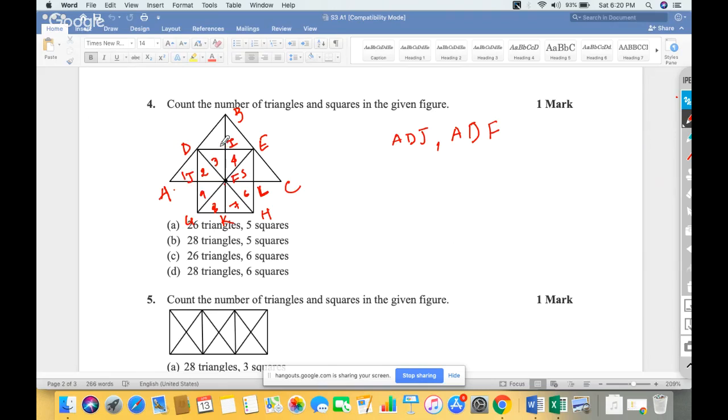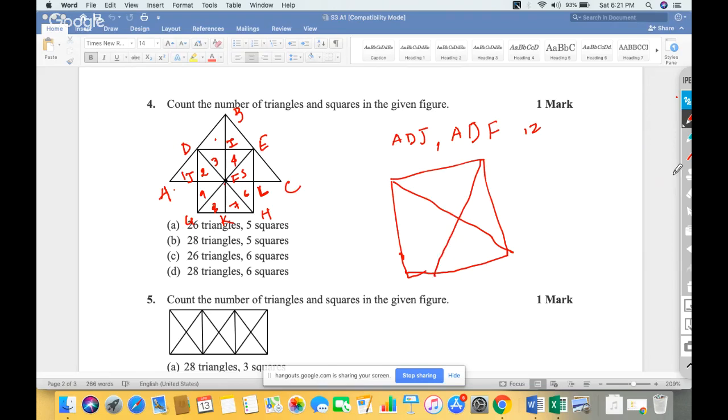Now, how many triangles are you leaving here? You are leaving 1, 2, 3. So 12 triangles you are leaving here, and then you will go for the bigger triangle. So what is the bigger triangle? ADF is a bigger triangle. Now, if you look at this square, inside the square, how many triangles are there?